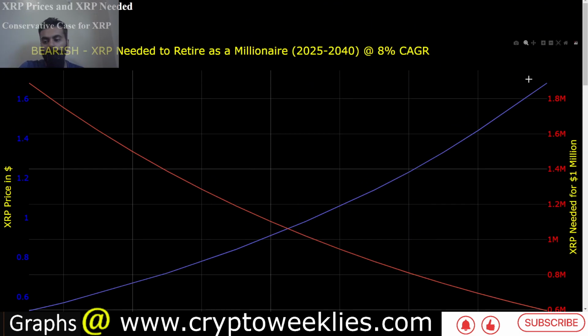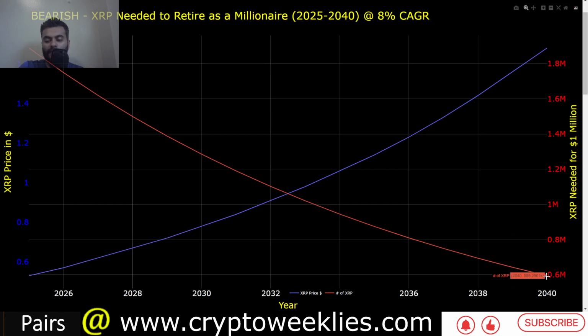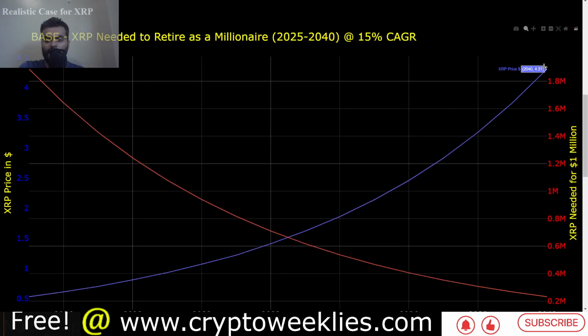So looking 15 years down the line, if XRP manages to stay relevant and grow at 8%, XRP's price could be at around $1.70, and the number of XRP tokens needed to be an XRP millionaire is at around 596,000 tokens. And this is again all without staking.